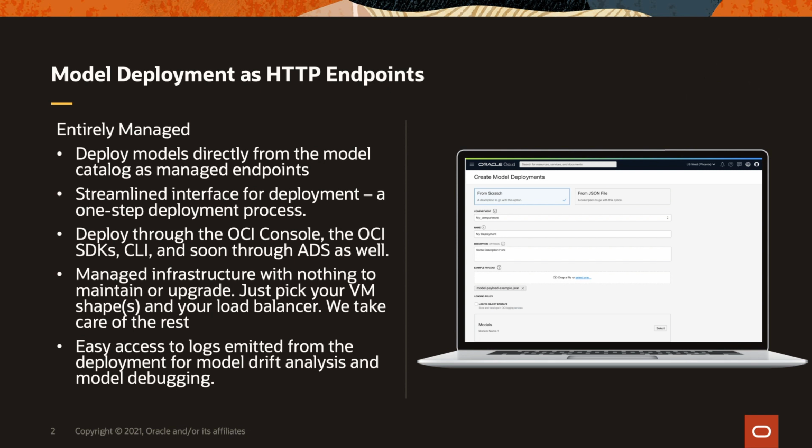Once the model is stored in the model catalog, you can deploy that model through the OCI console, the OCI SDKs, the CLI, and soon through the accelerated data science SDK as well in the notebook session. It's a simple one-click deployment with no infrastructure to manage. Logs can be emitted from model deployment for custom model drift analysis, perhaps, or to get deeper insights on the health of your model.